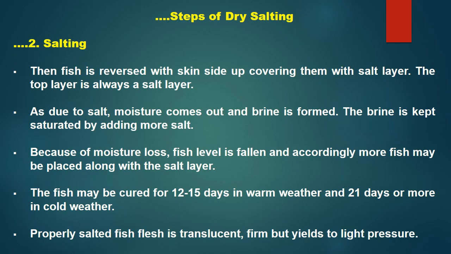Here in continuation of the second step in dry salting, which is actual salting, the fish is reversed with the skin side up, covering them with a salt layer. So we have told 3 layers of fish. Now it is reversed with skin side up and again a layer of salt applied, and the top layer should always be the salt layer. Due to the salt, the moisture will come out and a brine will be formed. So this brine should be kept saturated by adding more salt.